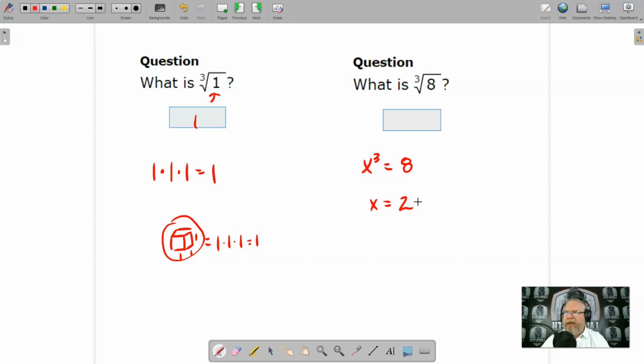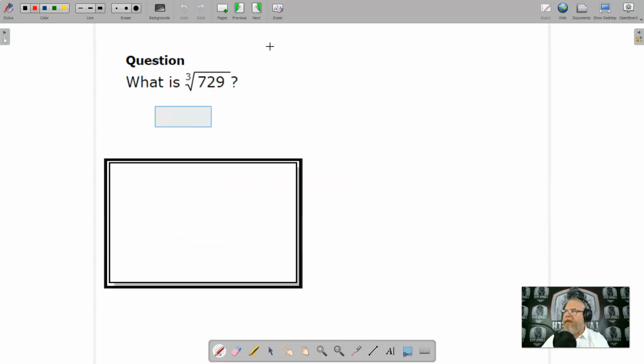In this case, it should be 2, right? 2 times 2 times 2. What does this equal? Well, 2 times 2 is 4. And multiply the 4 times that 2, and I would get 8. So 2 times 2 times 2 equals 8. Therefore, the cube root of 8 equals 2.